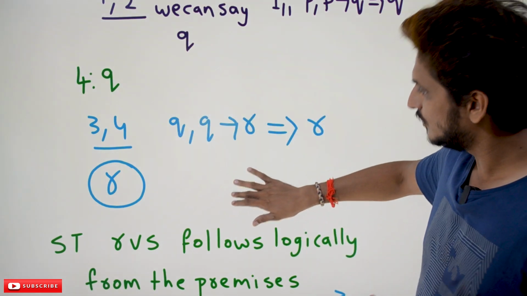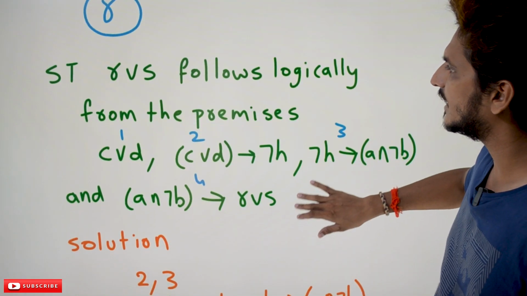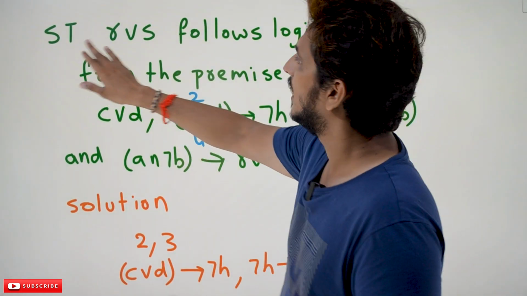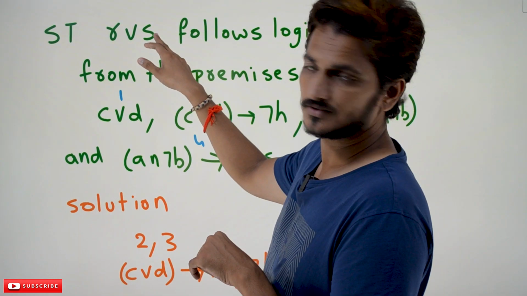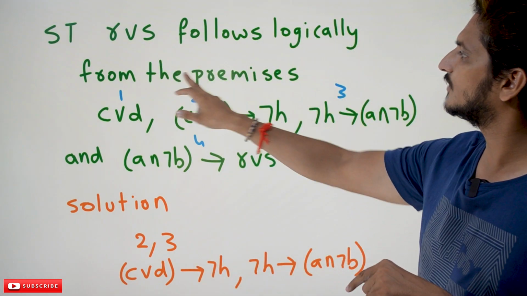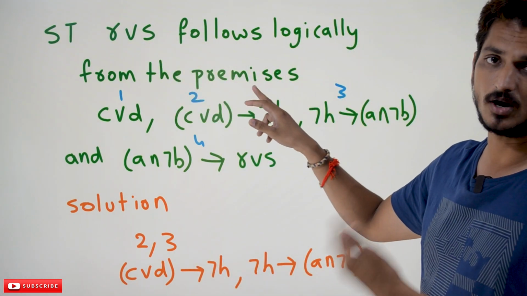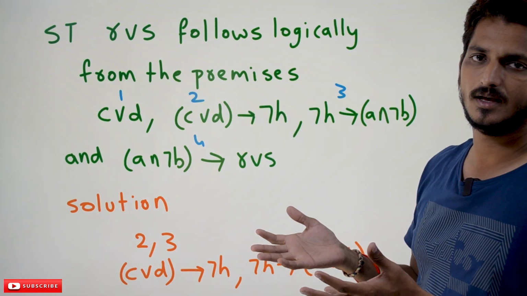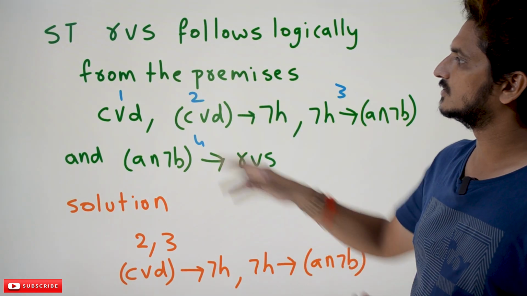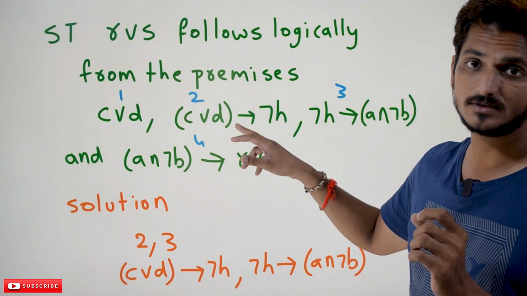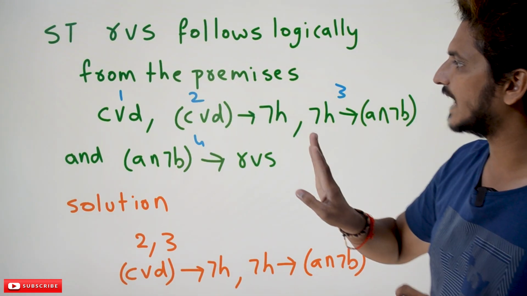Now we do one more example for better understanding. Show that R disjunction S follows logically from the premises. This is another way to ask the same thing, with the same meaning. So from the premises, how many premises have they provided? Four premises have been provided.